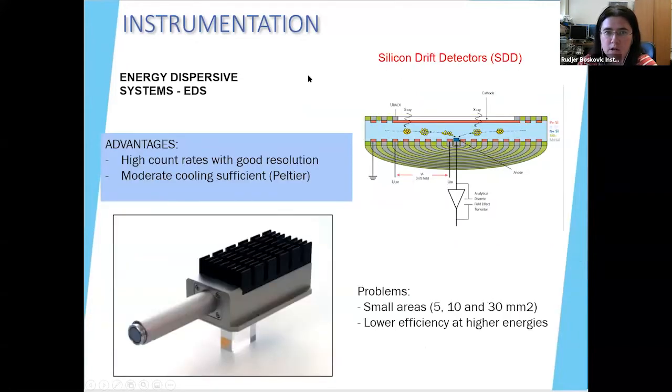The next type of detector used in energy dispersive systems is the silicon drift detector, or SDD. They are a little bit thinner compared to the Si(Li) detectors, and the big advantage is that they can achieve very high count rates with good resolution. They also don't rely on liquid nitrogen cooling; moderate cooling is sufficient. The problem is that they have small areas, and compared to Si(Li) detectors, they have lower efficiency at higher energies.